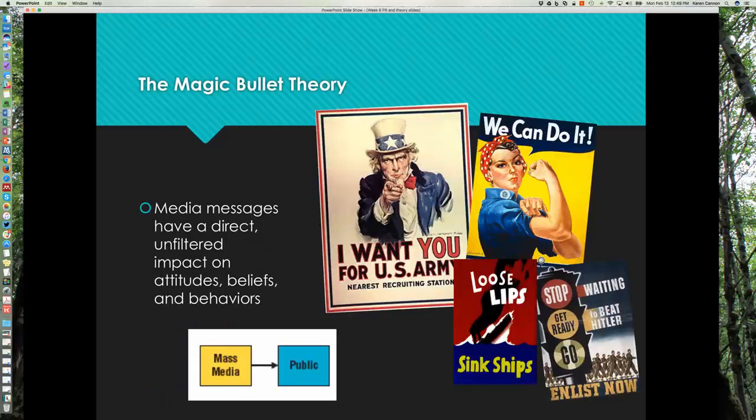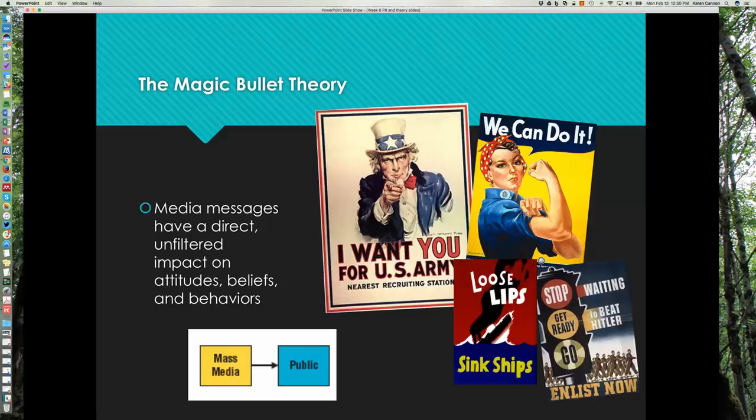So in talking a little bit about some of the early direct effects theories, the first one that's most commonly known is the magic bullet theory. It's also called the hypodermic needle theory. I choose to not depict hypodermic needle theory, but the idea here is that the mass media have a direct impact on people's perceptions, on people's attitudes, behaviors, those types of things.